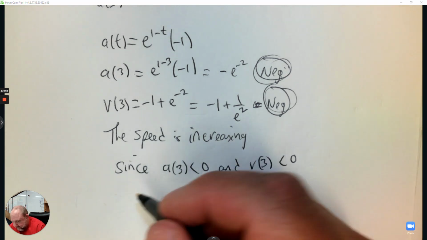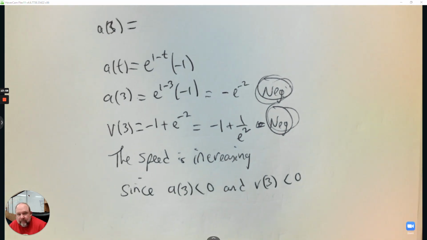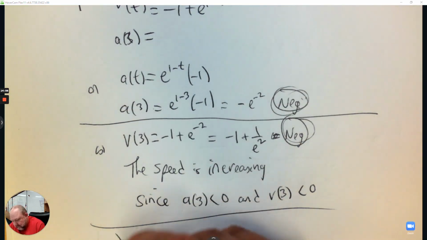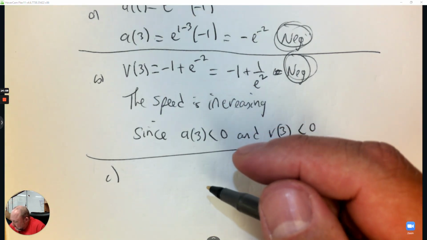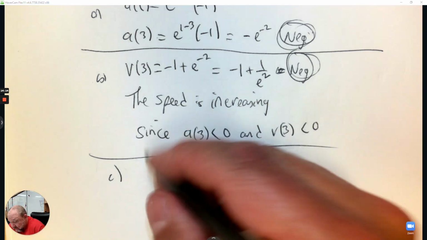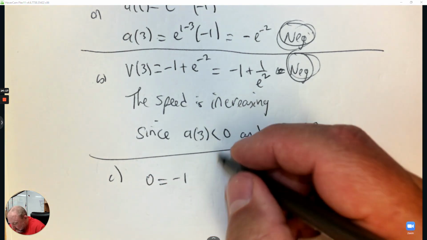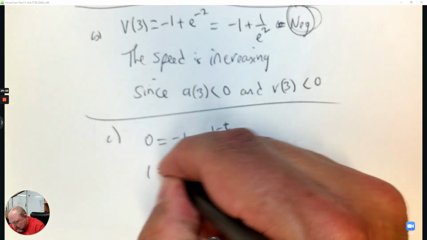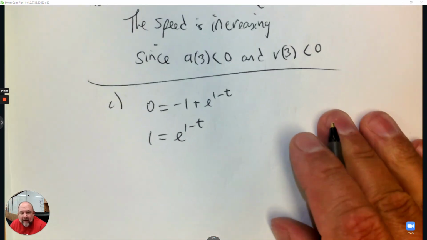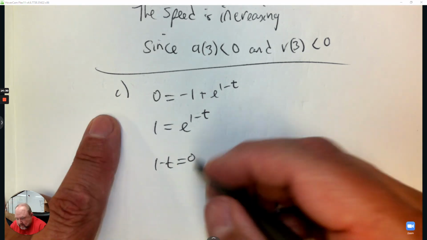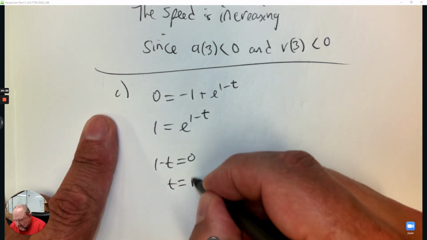Part C. This was part A, part B, part C. Find all values of t at which the particle changes direction. So to know if it changes direction, we set the velocity equal to 0. And then we solve that. So I'm going to add 1. The only time that's equal to 1 is if the exponent is equal to 0, because e to the 0 equals 1. So if I solve it, add t, it's 1.